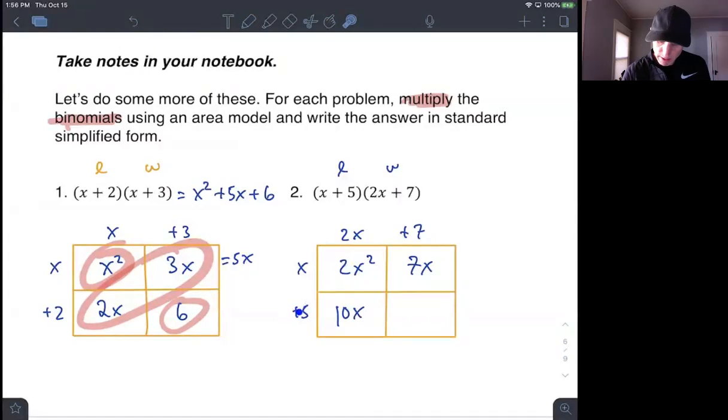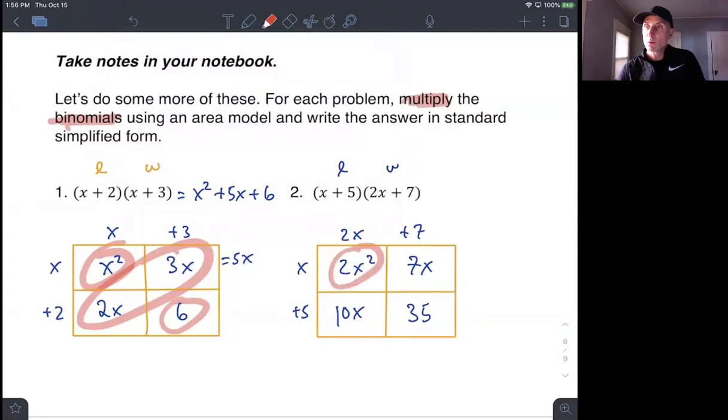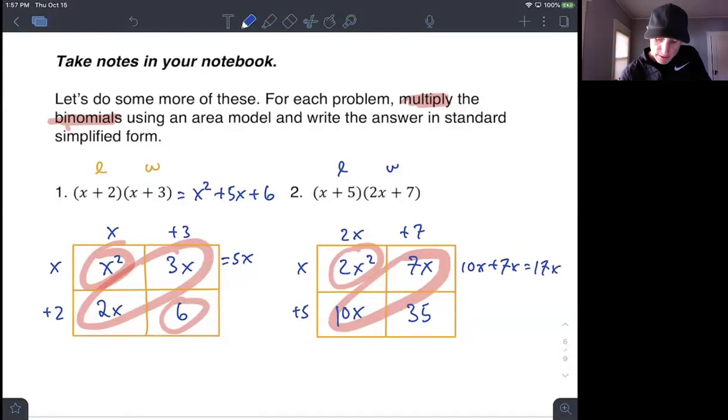Then we have a 5 times 7, which will give me a 35. Okay, then you look for any common terms. This one right here is the only one that has an x squared in it. This right here are like terms. They both just have x's, so I can combine them. And I do 10x plus 7x, and I get 17x. So that's the real number there in the middle, and the 35 is just all by itself.